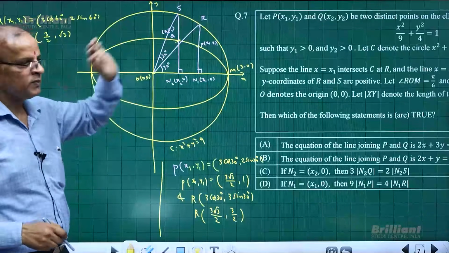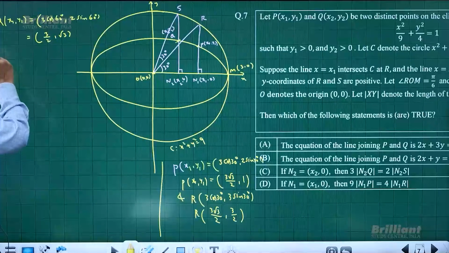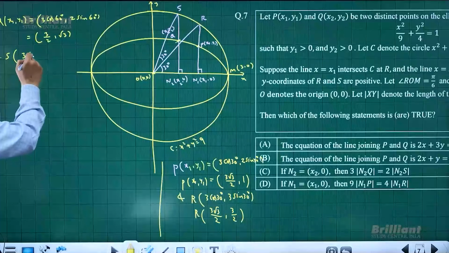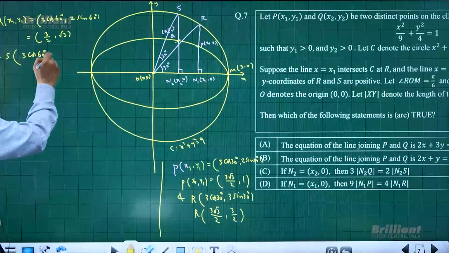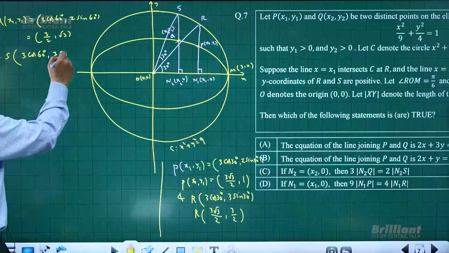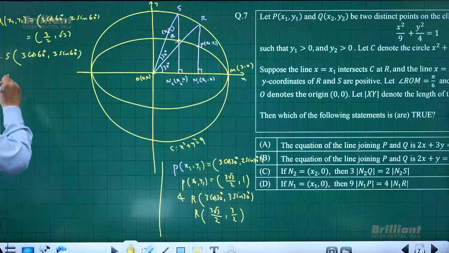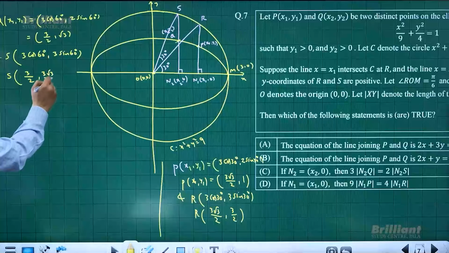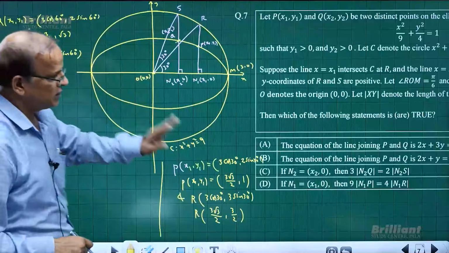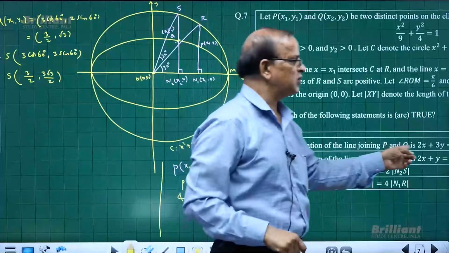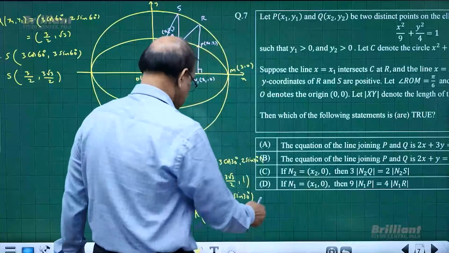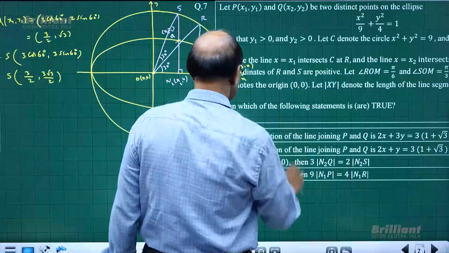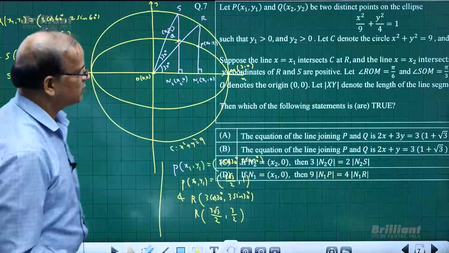Now, the S point, the corresponding point on the circle. So, the S point is A cos 60, 3 cos 60, A sin 60, 3 sin 60. Therefore, S is 3 by 2 comma 3 root 3 by 2. Now, we can find everything in this. Now, the equation of the line joining P and Q, right, P and Q. Now, we can find the equation of PQ.